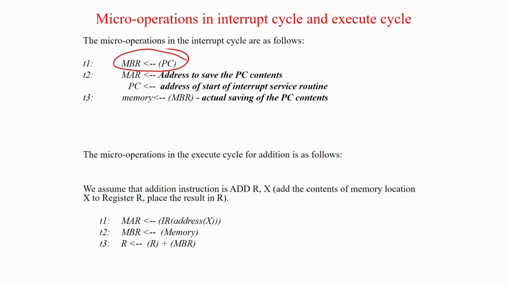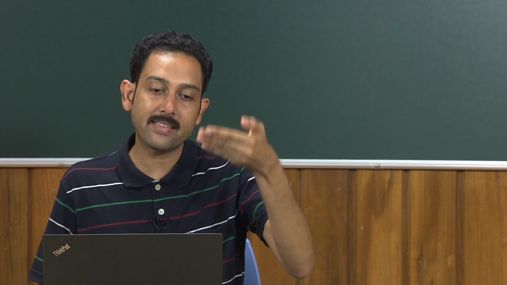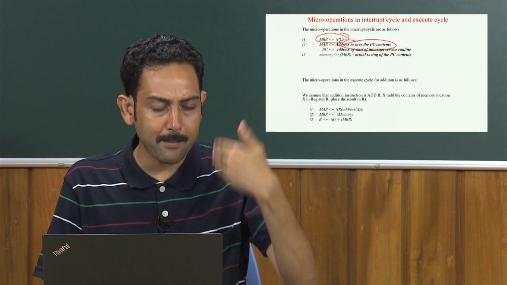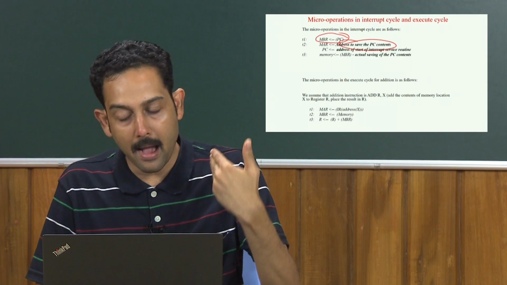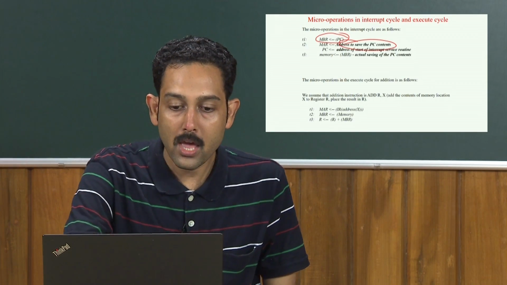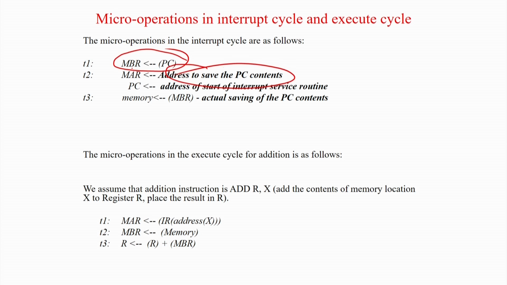Now, where I have to save it in the memory, that will actually be the address to save the PC content. That is actually a stack address where we save the value of the program counter, and some temporary registers, before the interrupt service routine is started. So, you can see that in the first stage I write the value of the program counter in the memory buffer register, and in the second stage I write in the memory address register to save the value of the program counter.